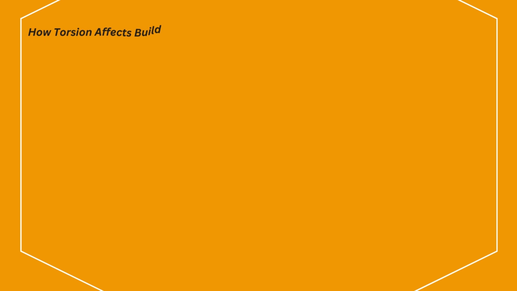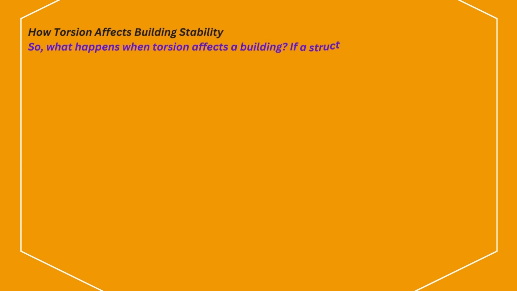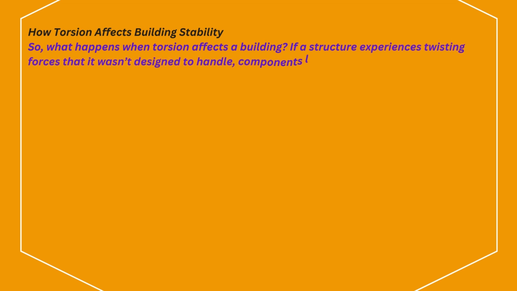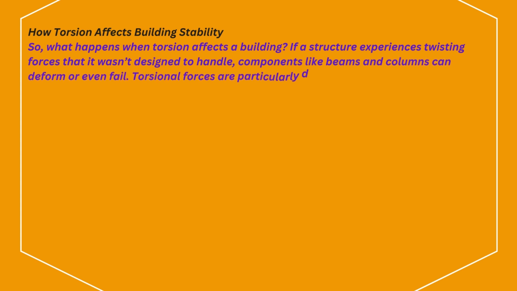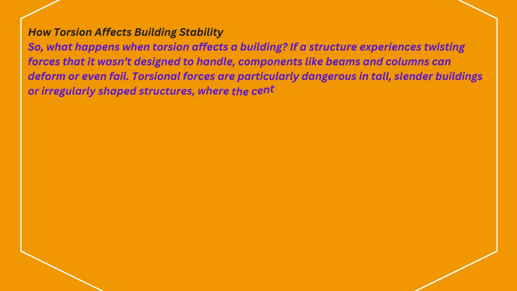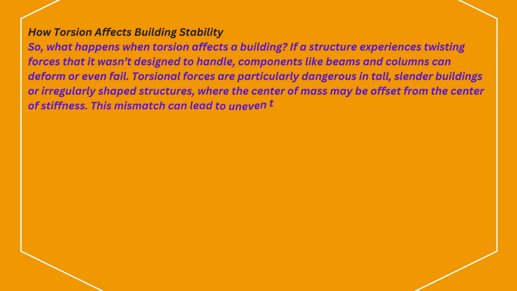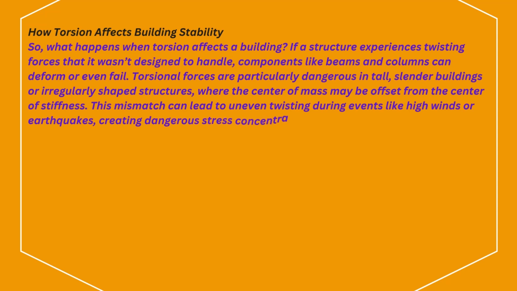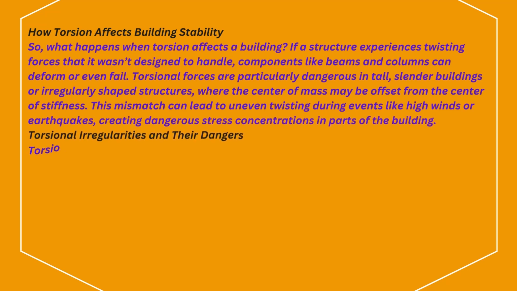How torsion affects building stability. So, what happens when torsion affects a building? If a structure experiences twisting forces that it wasn't designed to handle, components like beams and columns can deform or even fail. Torsional forces are particularly dangerous in tall, slender buildings or irregularly shaped structures, where the center of mass may be offset from the center of stiffness. This mismatch can lead to uneven twisting during events like high winds or earthquakes, creating dangerous stress concentrations in parts of the building.